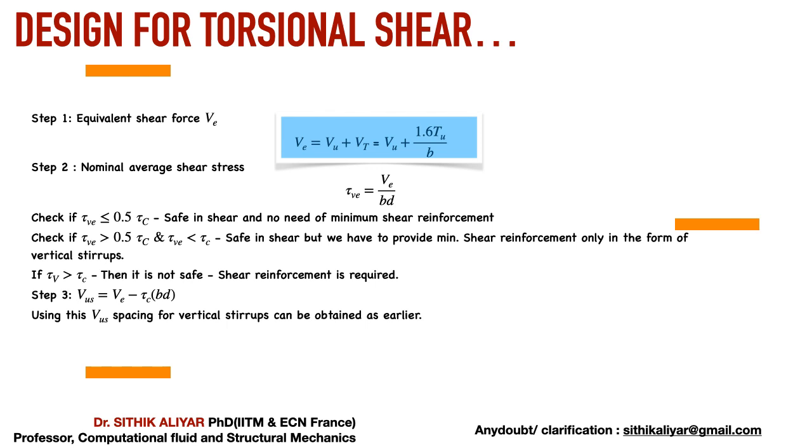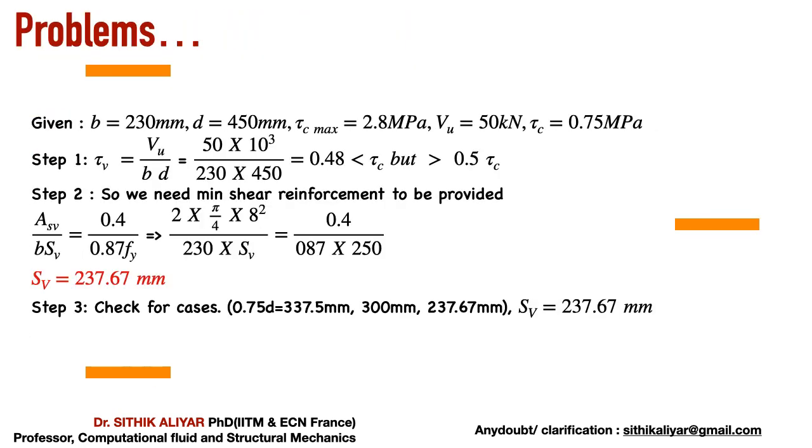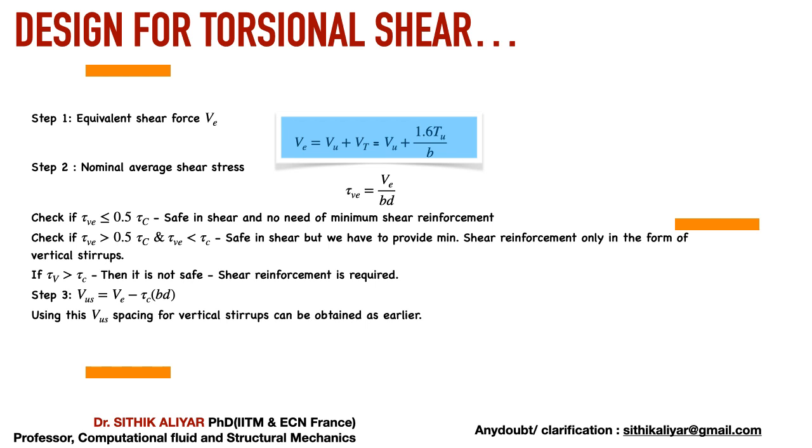Now using this Ve, we will do all the procedures like how we solved the previous problems in shear force. If you go back to the shear problems, in step 1 you used Vu, right? And similarly here in this case we will use Ve. That's it, not a big change. Instead of Vu, we will use Ve because we are adding some extra shear force because of the torsion, that is 1.6 Tu by B.